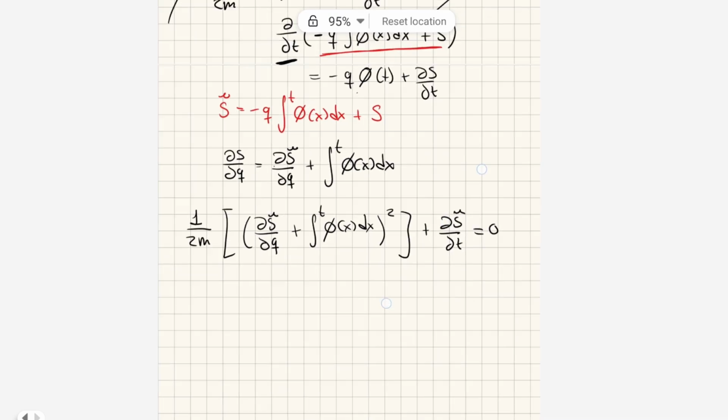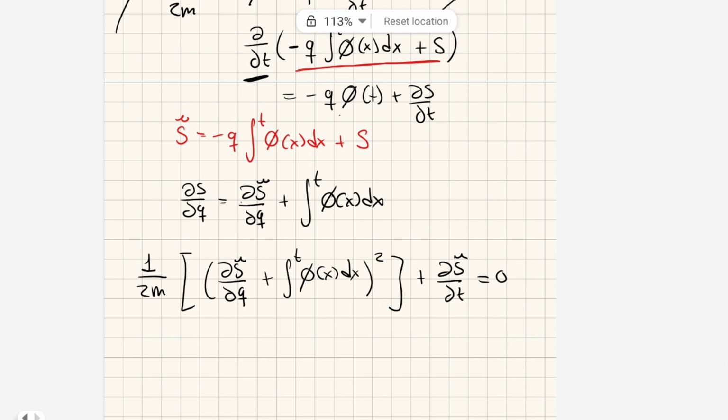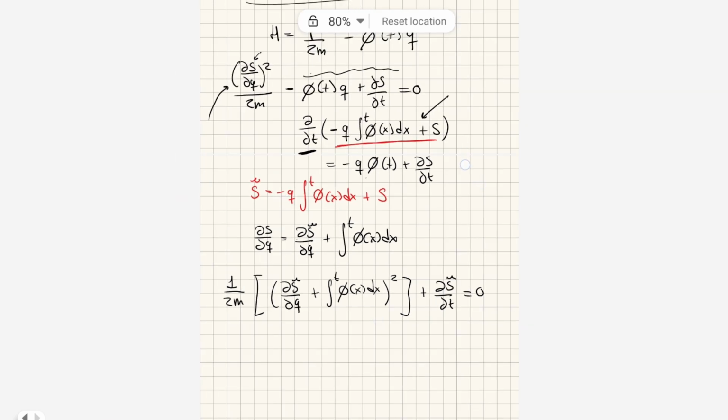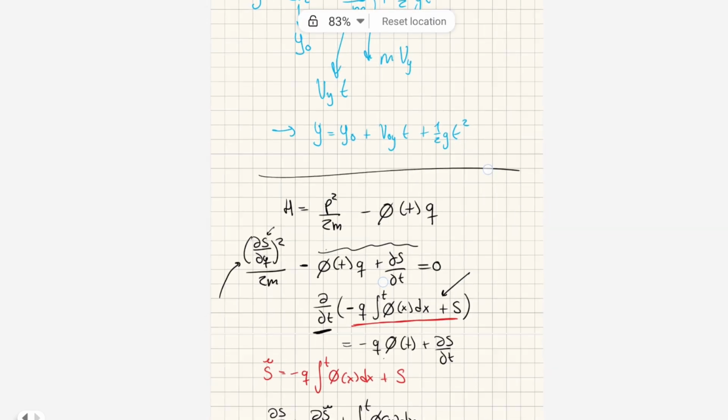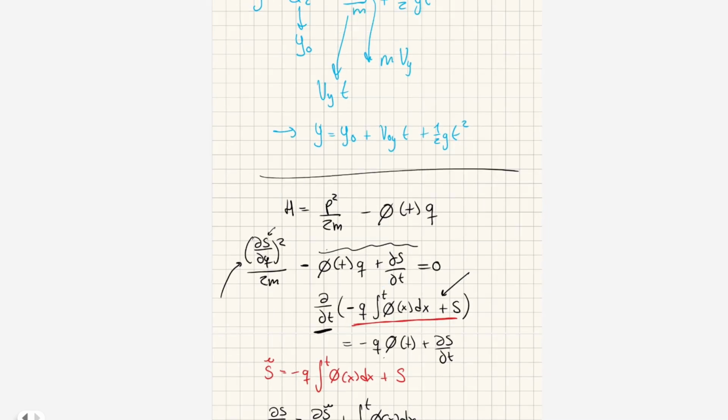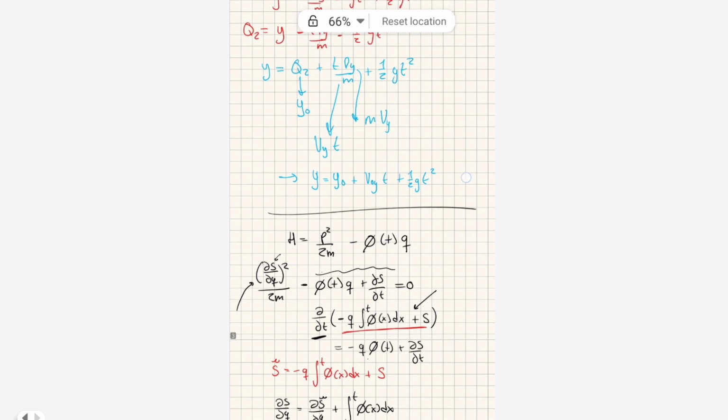Perfect. So I hope this will be useful in some future examples. And I think it's an important fact to mention about the Hamilton-Jacobi formalism. Perfect. So I think that's the final important result of the lesson.